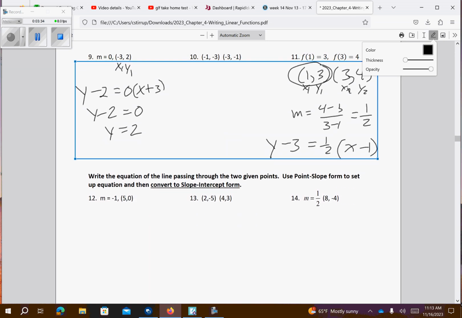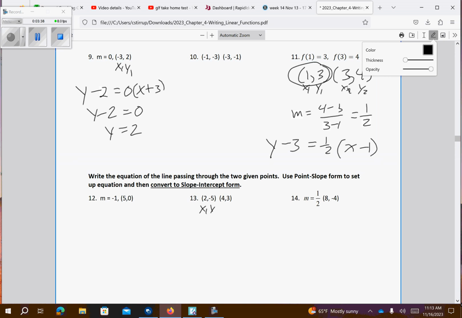13, write the equation in point slope form. Okay, so let's find the slope first, x1, y1, x2, y2. And then we want to convert to slope intercept when we're done. So our slope is going to be 3 minus negative 5 over 4 minus 2. That's going to give me a plus. So that's going to be 8 over 2. So my slope is 4.